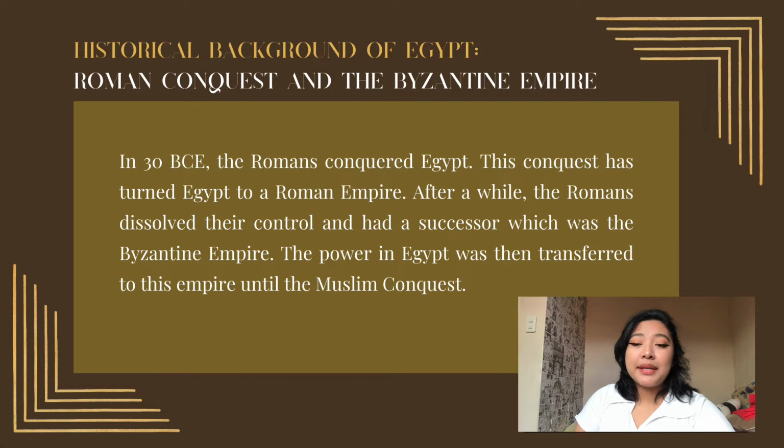After the Greek Ptolemaic dynasty, we have the Roman conquest and the Byzantine Empire. In 30 BCE, the Romans conquered Egypt. This conquest turned Egypt into a Roman province. After a while, the Romans dissolved their control and had a successor, which was the Byzantine Empire. The power in Egypt was then transferred to this empire until the Muslim conquest.